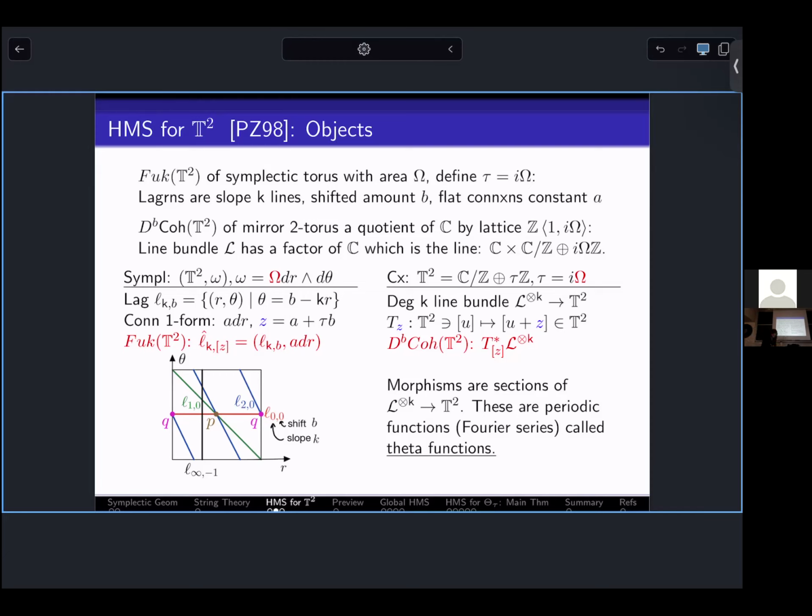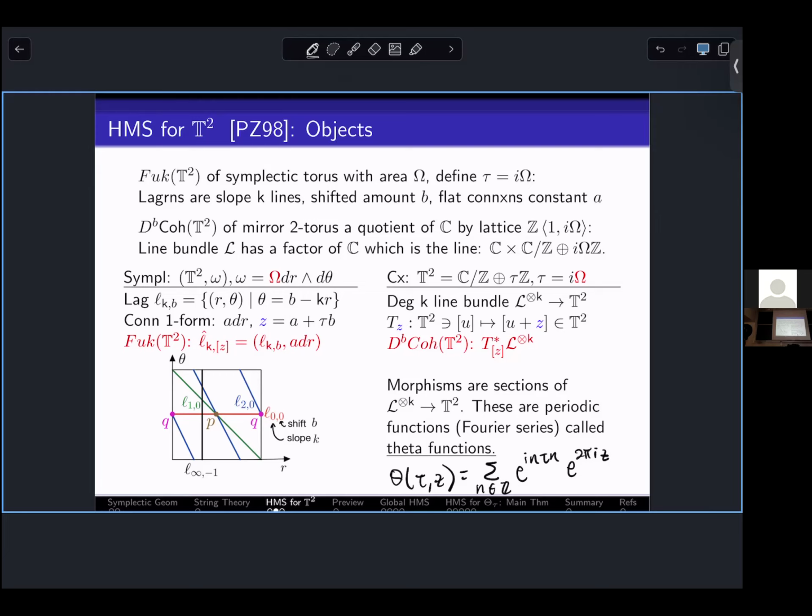The theta function is the sum over n in Z of e to the i pi n squared tau plus 2 pi i n z. Usually the space of morphisms is literally a collection of intersection points. In this case, there's no differential, so that's all it is.